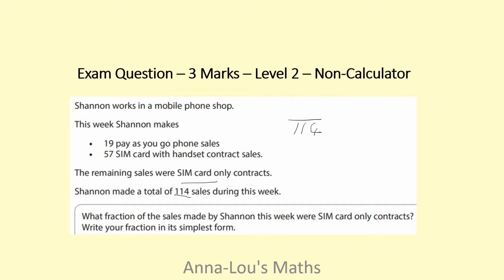So mark number 1 in this question was for doing your 114, take away your 57, take away your 19. So if you took all of those away, you ended up with 38. So 38 was SIM only. So mark number 1 was for getting your 38. So don't forget to show all your working. In an exam situation, I would have shown my 114, take away 19, take away 57. I would have had to do it longhand because this is a non-calculator question. I then needed to simplify.